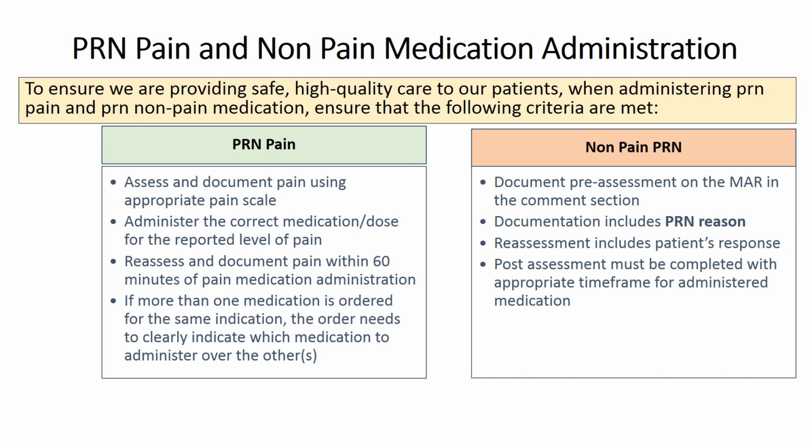Okay? So non-pain PRNs, this is what gets a lot of folks. You're going to document a pre-assessment on the MAR in the comment section. So if I'm giving Zofran for nausea, then I'm going to document a pre-assessment in the comment section. Documentation includes the PRN reason, so nausea, vomiting. Reassessment includes the response, like no nausea and vomiting, or sleeping, or whatever the response was. The post-assessment must be completed with appropriate time frame for the administered medication. So again, you're following up on non-pain PRNs as well.